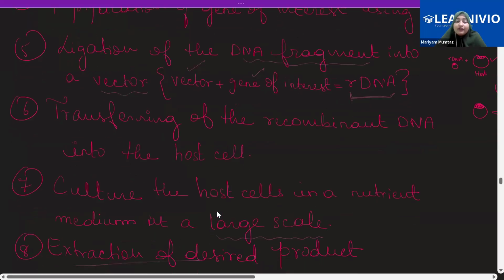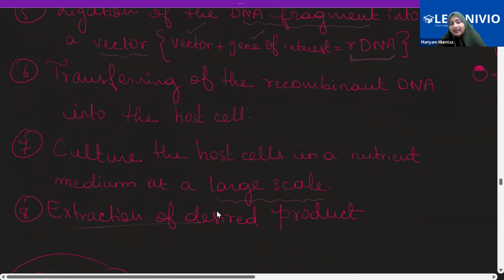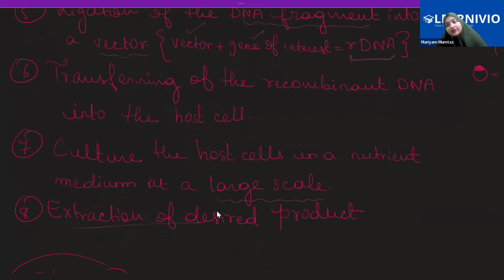So now, after transferring it into the host cell, we have to culture the host cell so as to produce it in huge numbers. And we know that naturally, as the host cell divides, so will the recombinant DNA. And then once all that is done, we extract the desired product and then we sell it in the market.